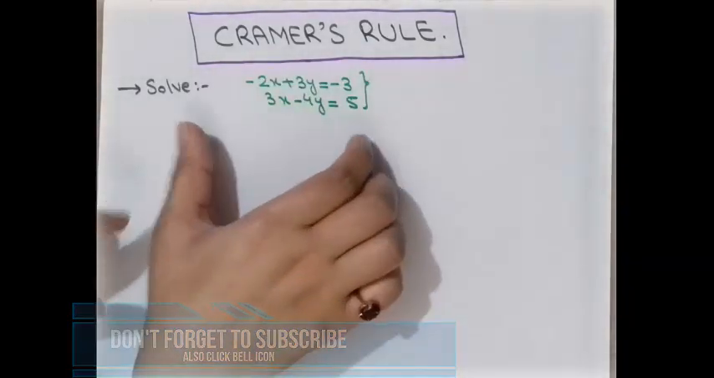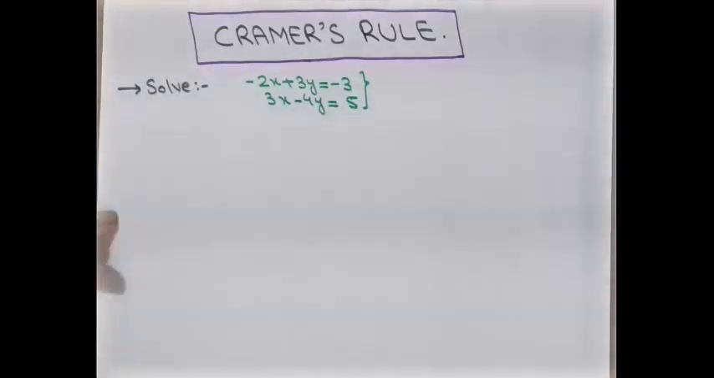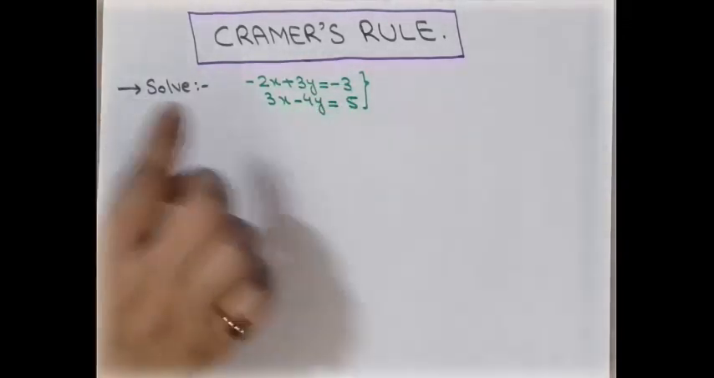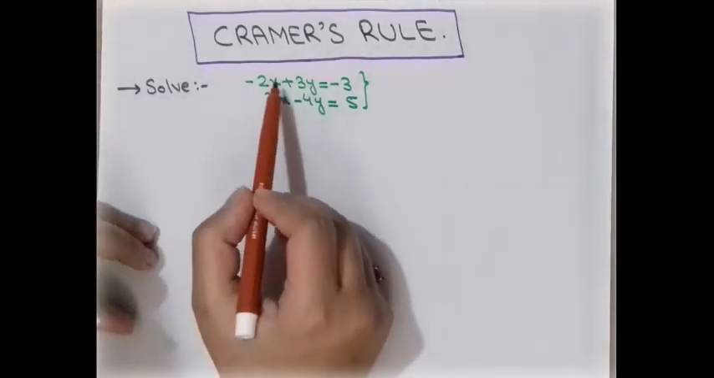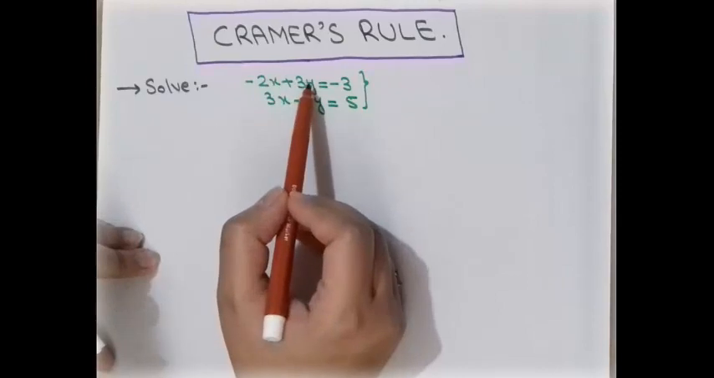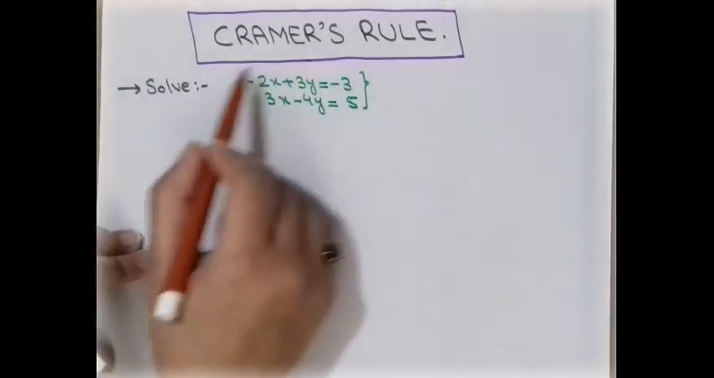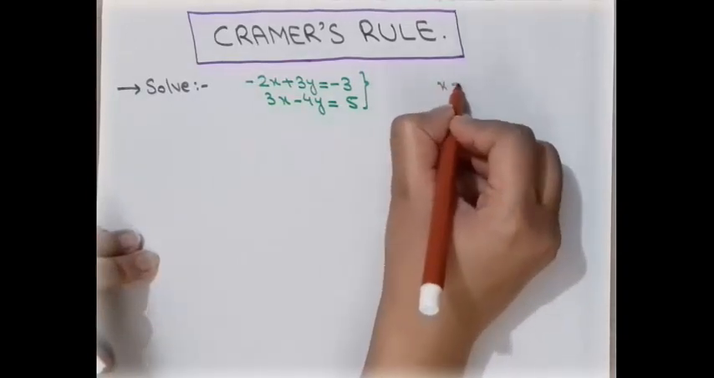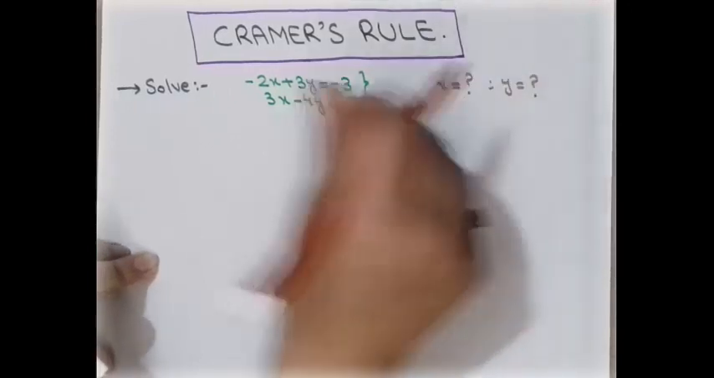So as the first example, here are two linear equations, and we can solve these equations using Cramer's rule. Basically there are two unknown variables, x and y. To solve these equations, you have to calculate the value of x and the value of y by using Cramer's rule.